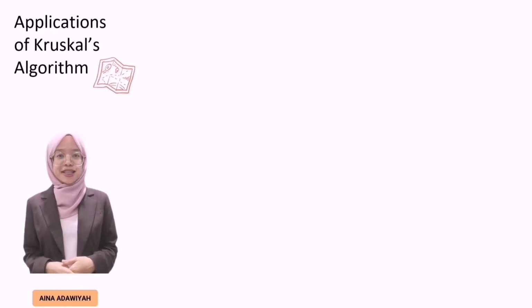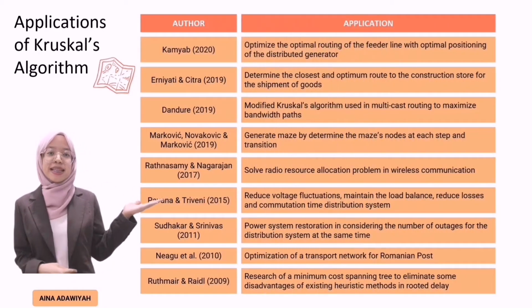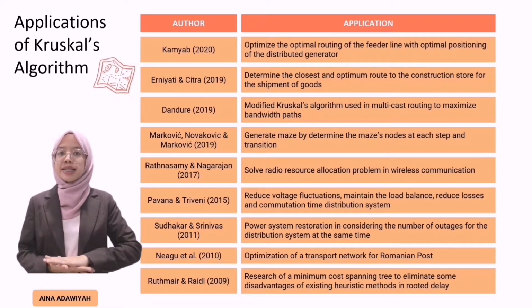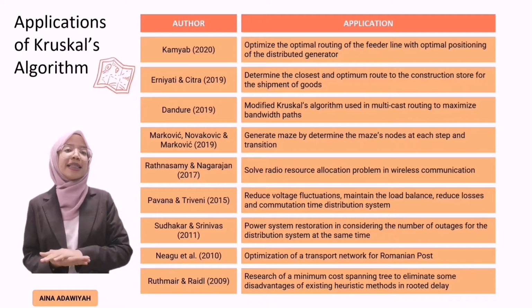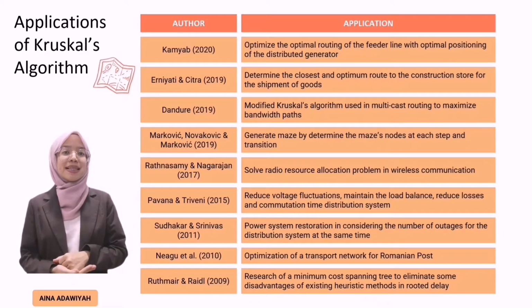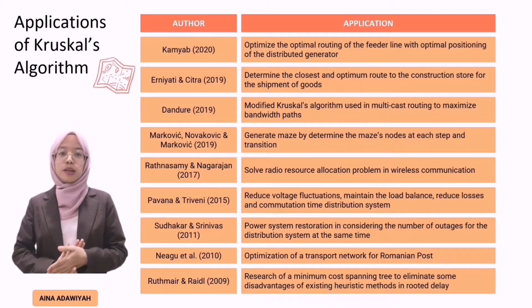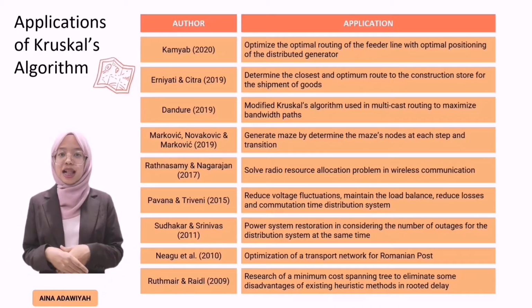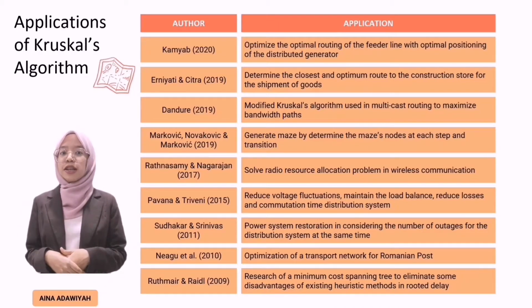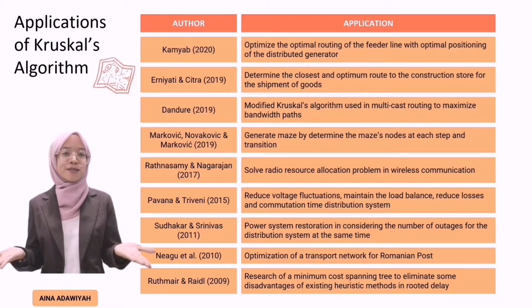Application of Kruskal's algorithm. This table mentions the previous studies that applied Kruskal in their research. We can summarize that Kruskal has been widely used. For instance, it is used in the problem of optimization routing, determining the optimal route to the construction store, modifying Kruskal's algorithm in multicast routing, solving radio resource allocation problems, and others.